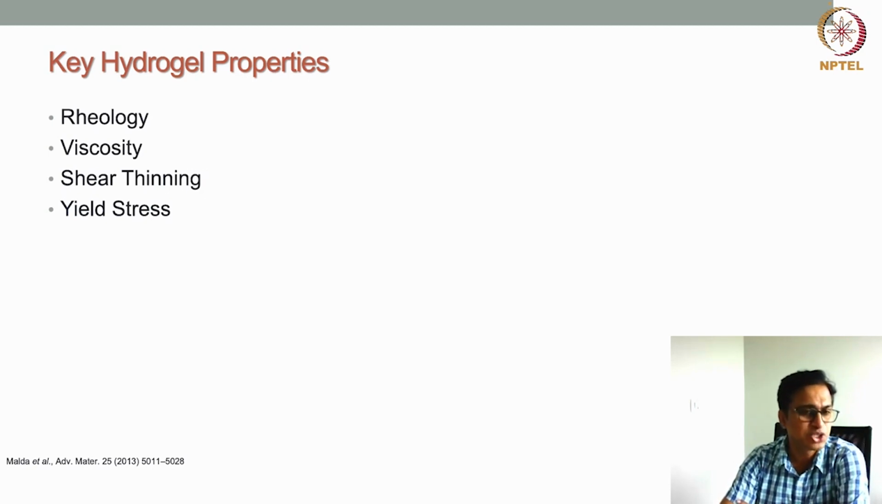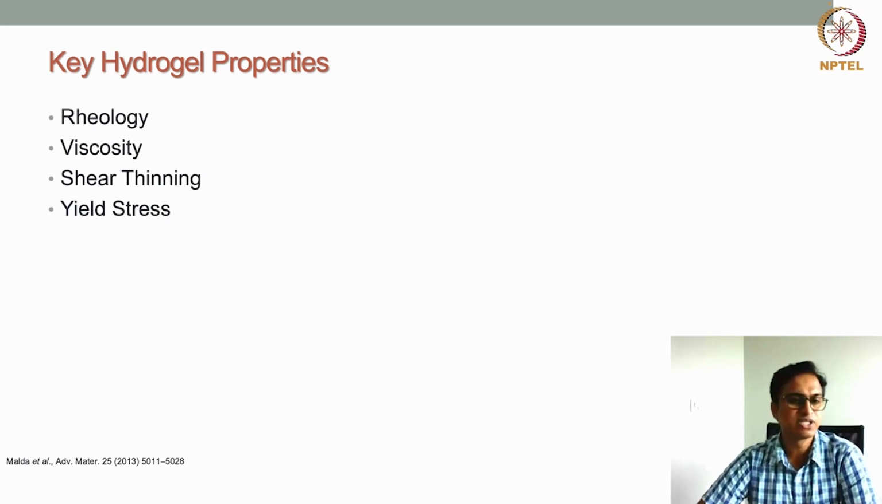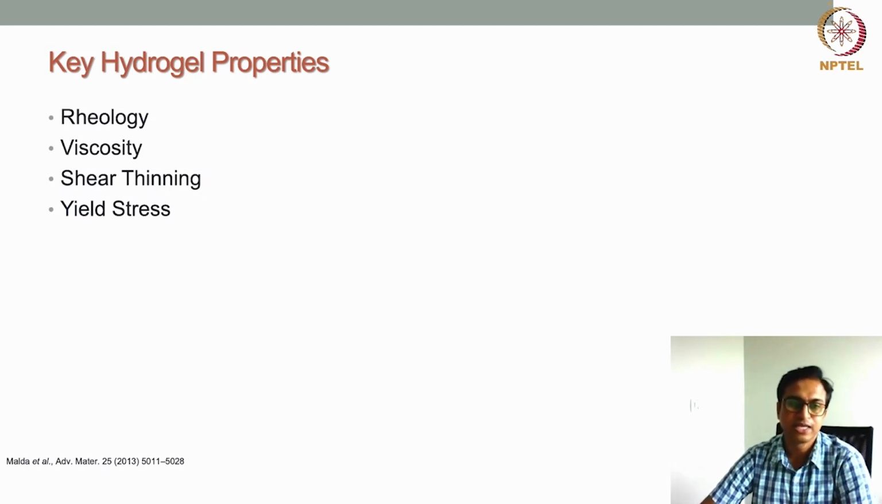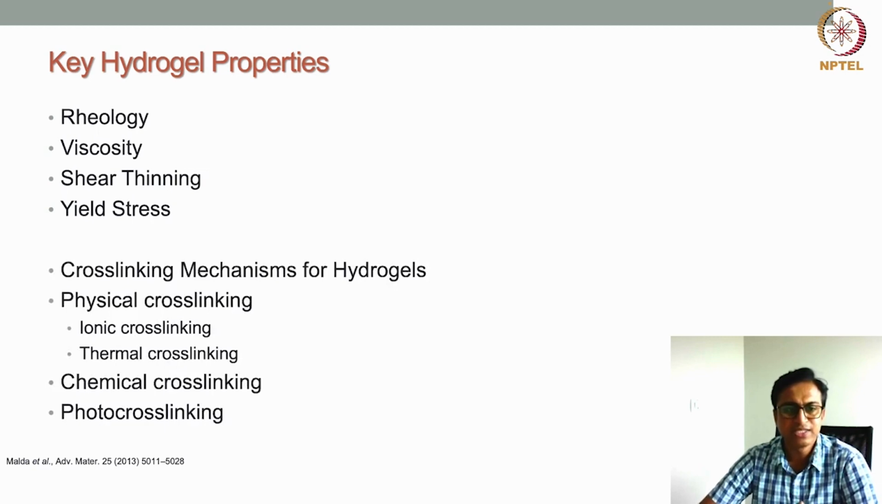So here again I have listed those properties, like the rheology, viscosity, shear thinning property, yield stress. These are very important for hydrogel material, because all these have very high influence on the printing capability, or even on the cell viability, cell functionality. All these hydrogel properties influence a lot. Other than this, as we mentioned, the cross-linking mechanism for hydrogels is very important. And in the later slides, we'll discuss each of these things in great detail.